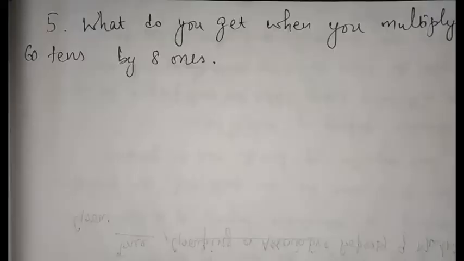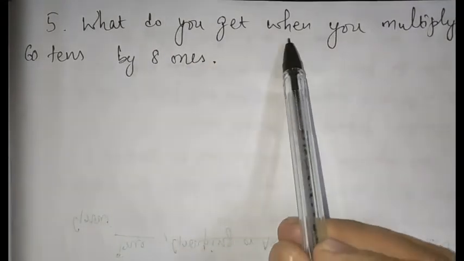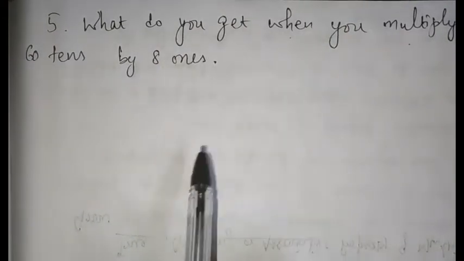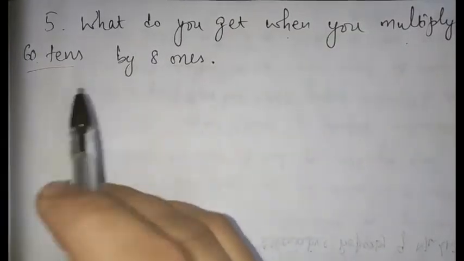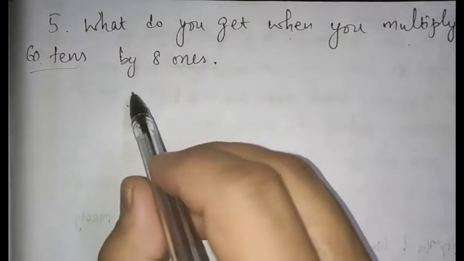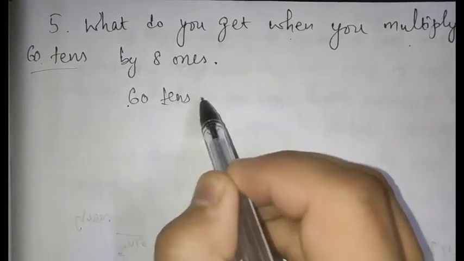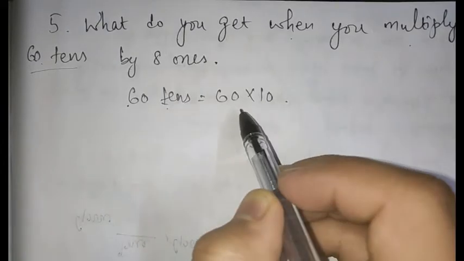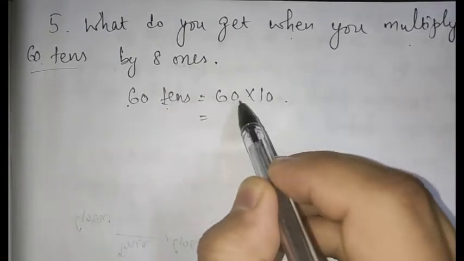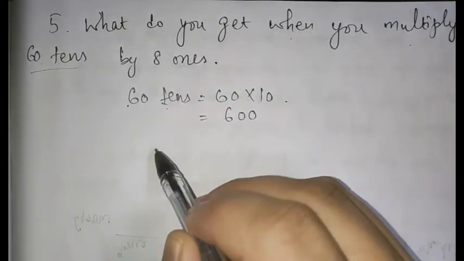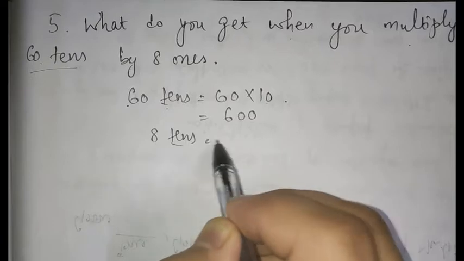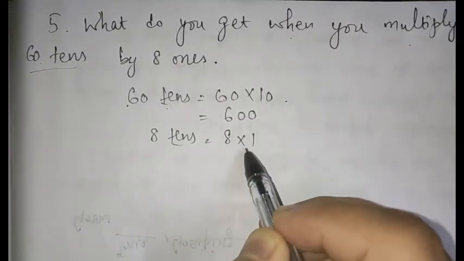Students, proceeding forward to question number 5, we have: what do you get when you multiply 60 tens by 8 ones? So here you have to use logic. What is the meaning of 60 tens? 60 tens means 60 into 10, it is in the tens position. And 8 ones means 8 into 1, it is in the ones position, so it is 8.